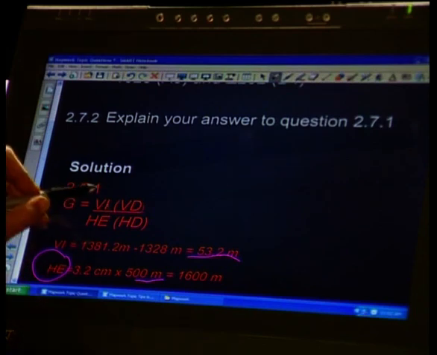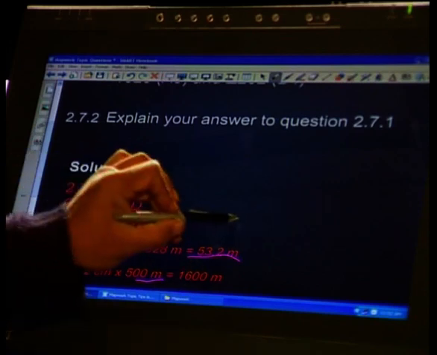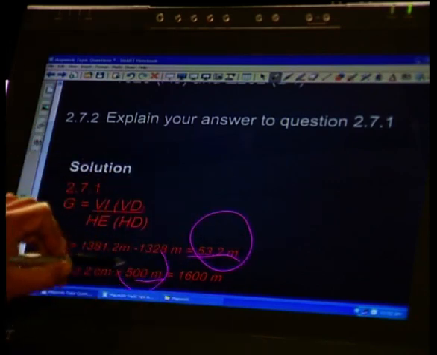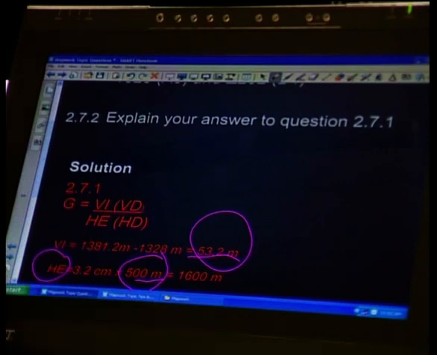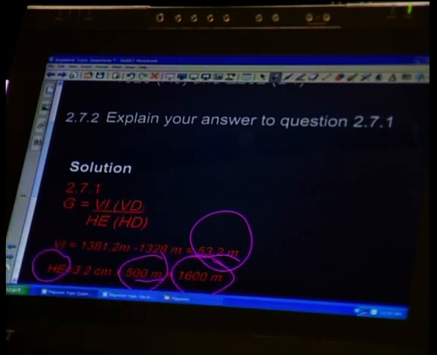Remember, the top answer already has the VI in meters. Remember, your scale can be 1 is to 50,000, 1 is to 0.5 kilometers, and 1 is to 500 meters. Because the top answer is in meters, I want to have mine in meters at the bottom also, so it's easier to work out. So I said 3.2 centimeters times 500 meters, which gives me an answer of 1,600 meters. I now have worked out VI and I've worked out HE.